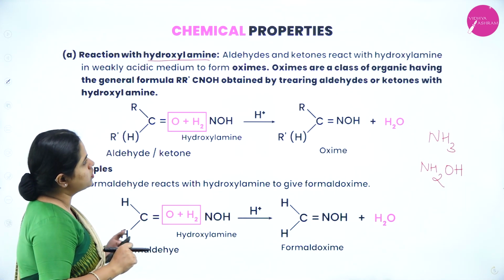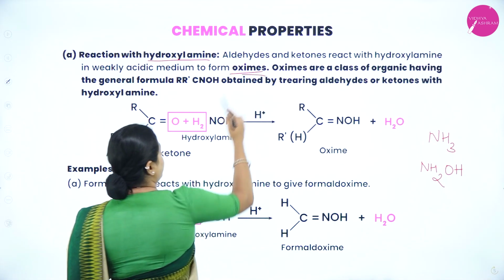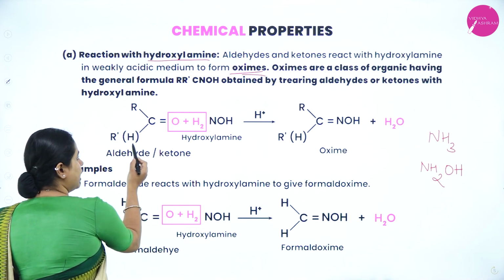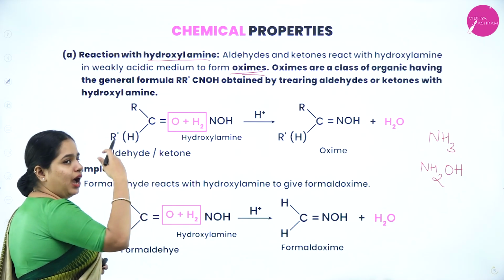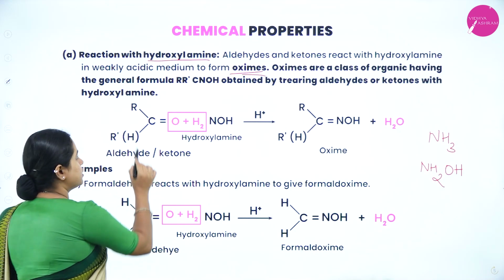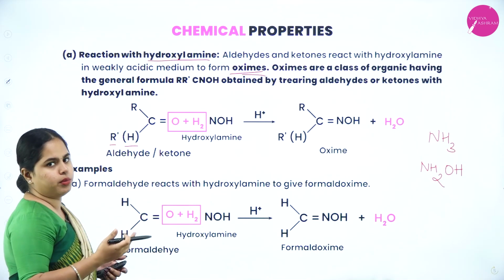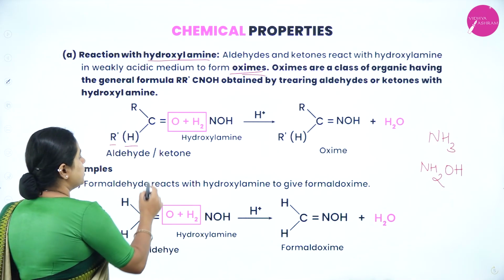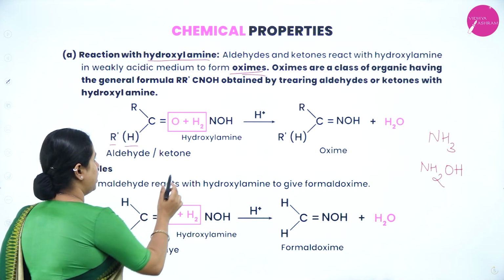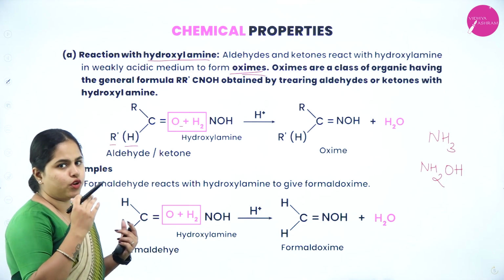Aldehydes and ketones react with hydroxylamine in weakly acidic medium to form oximes. So what are we going to get here? Oximes. Let's see. It is shown here as R, C=O, R' and H. That means if it is an aldehyde we are considering, it is going to be RCHO. If it is a ketone, it is going to be RCOR'. So it can be either R' or H. If it is a ketone, both are going to be alkyl or aryl groups, right? This is going to react with NH2OH. We have written it in the opposite way so that the hydrogen and oxygen come together, so it will be easy for us to understand the removal of water.